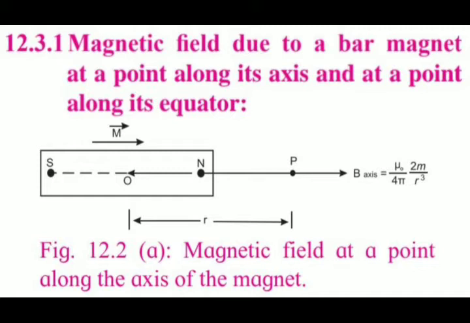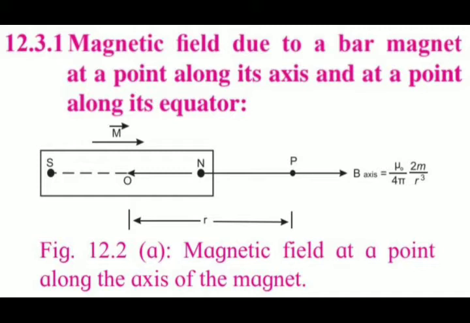B axis is equal to mu naught upon 4 pi, 2m upon r cube, where mu naught upon 4 pi is a constant quantity, 2 is a digit, m is the pole strength, and r is the distance, as you can see. So this is the magnetic field at a point along the axis of a bar magnet.